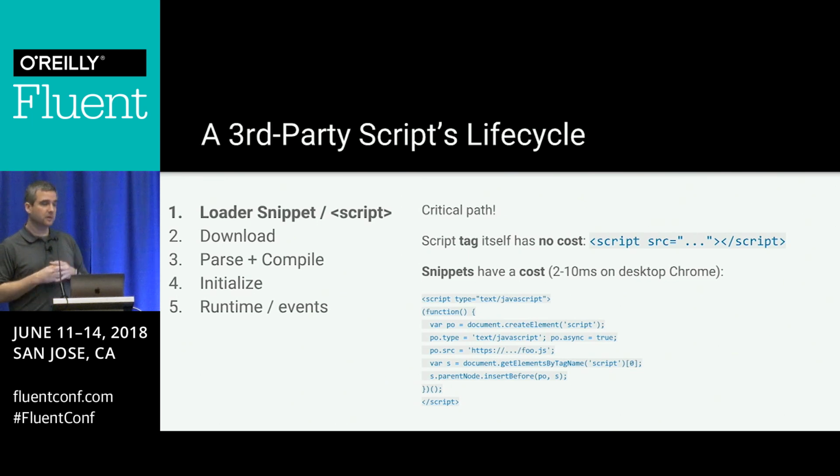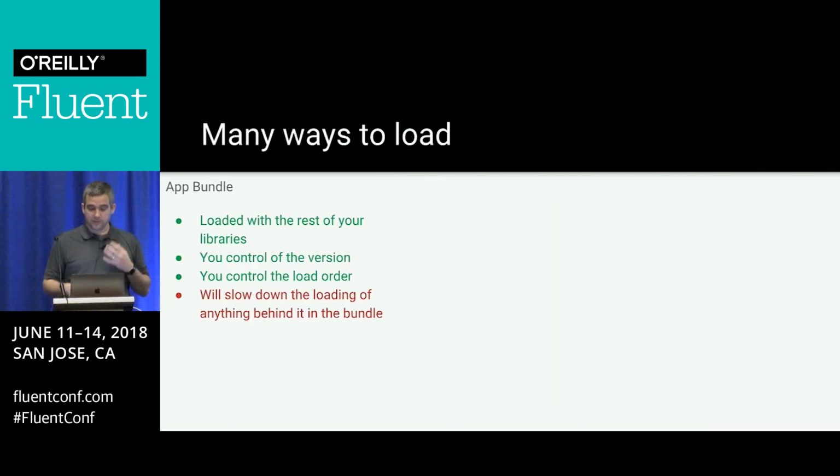Most of these do have a cost. They can be pretty small. If you are just including a script tag with an external source, there's actually not a lot of overhead in that. But if you're doing something like a snippet that you have to drop in your page, there is a non-zero cost to including that. Most snippets are 2 to 10 milliseconds on a desktop. On slower browsers on mobile devices, those can be anywhere from 20 to 30 milliseconds. And there are different advantages and disadvantages to how you're actually loading third-party libraries and scripts.